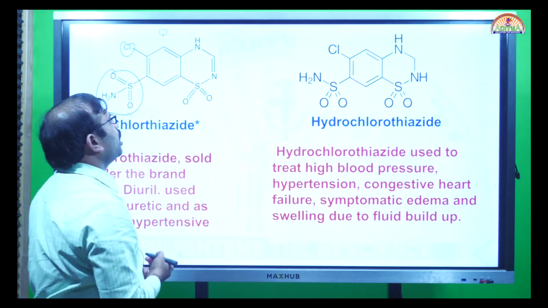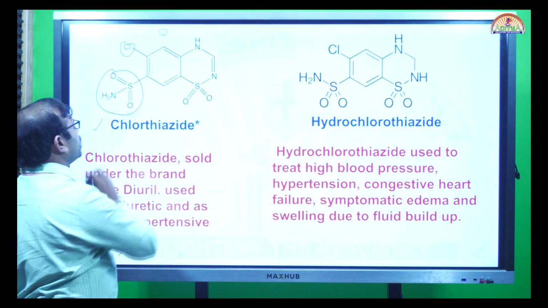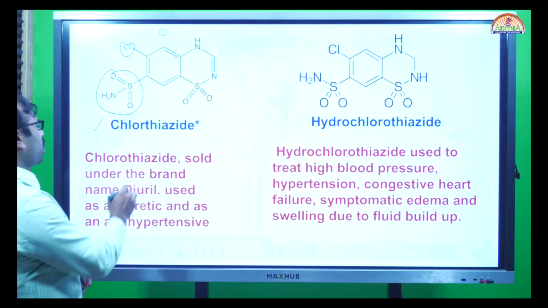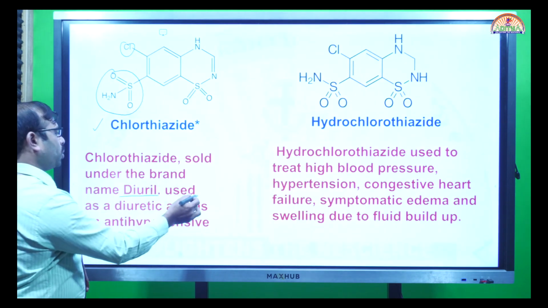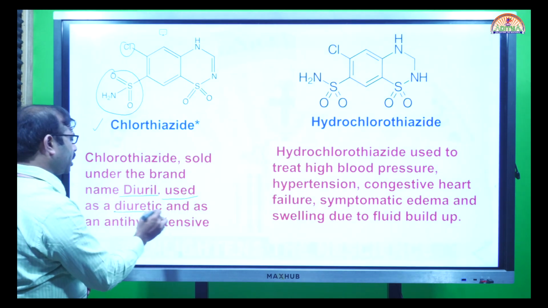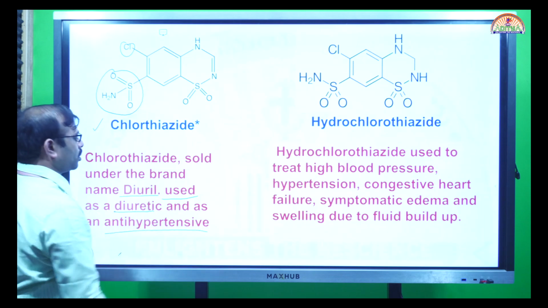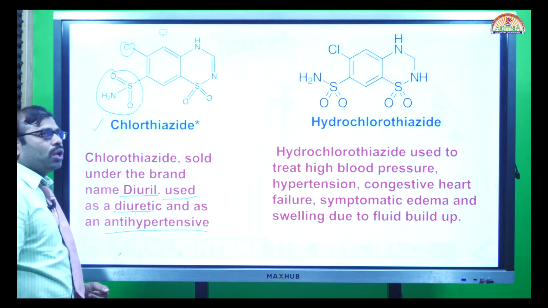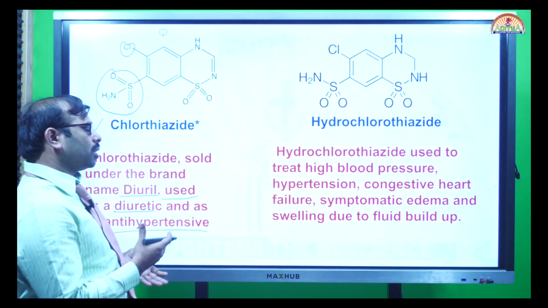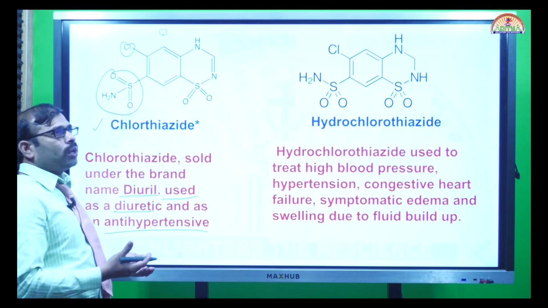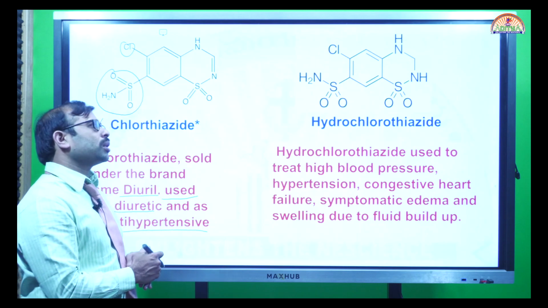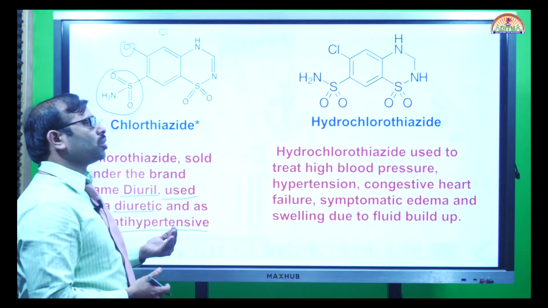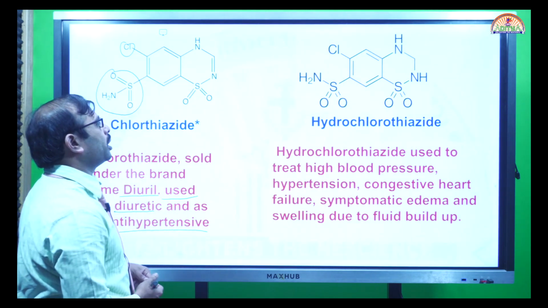Chlorothiazide is sold under the brand name Diuril, and is especially used as a diuretic and as an antihypertensive agent. It is used as a diuretic as well as an antihypertensive, along with the combination of other antihypertensive drugs, to remove the excess sodium ion concentration in the body.